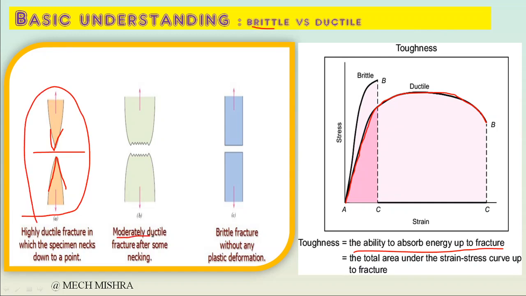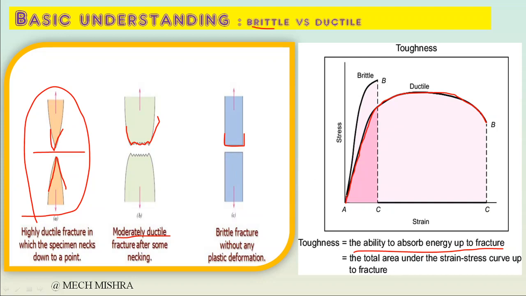Now for a moderately ductile material, it will be somewhat drawn into wires and later it will fail in a cone and cup type profile. So this is moderately ductile, and when a material is brittle, it will not draw or lose its area, it will suddenly break.